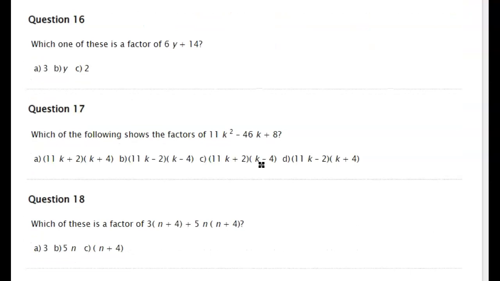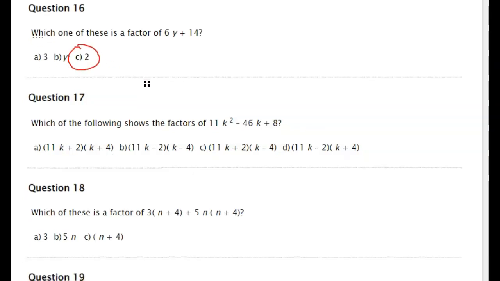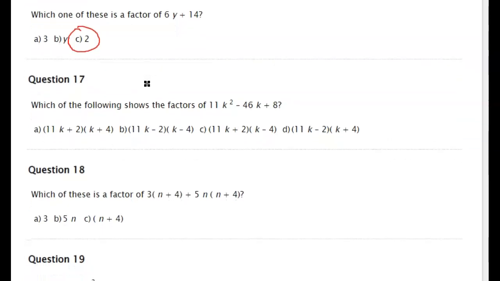All right, question 16. Which of these is a factor of 6y plus 14? So a bit of an easy one here. What number goes into both 6y and 14? Well, 3 goes into 6, but it doesn't go into 14, so it can't be 3. y goes into 6y, but it doesn't go into 14. 2 goes into 6y and also 14. So C, the number 2 goes into both 6y and 14 and therefore is a factor.